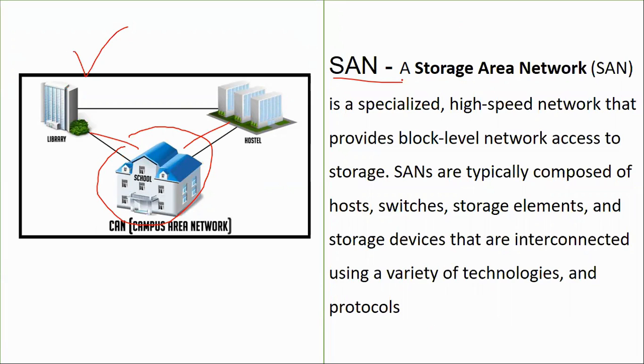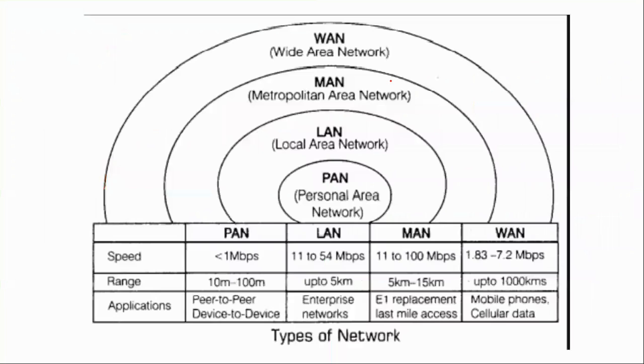Coming to the next network, storage is SAN. What is SAN? SAN is a specialized high-speed network that provides network access to storage in the form of hosts, switches, or storage devices, which are connected using a variety of technologies as well as protocols. So we have added 2 extra networks, that is CAN, campus area network, and SAN, that is storage area network.